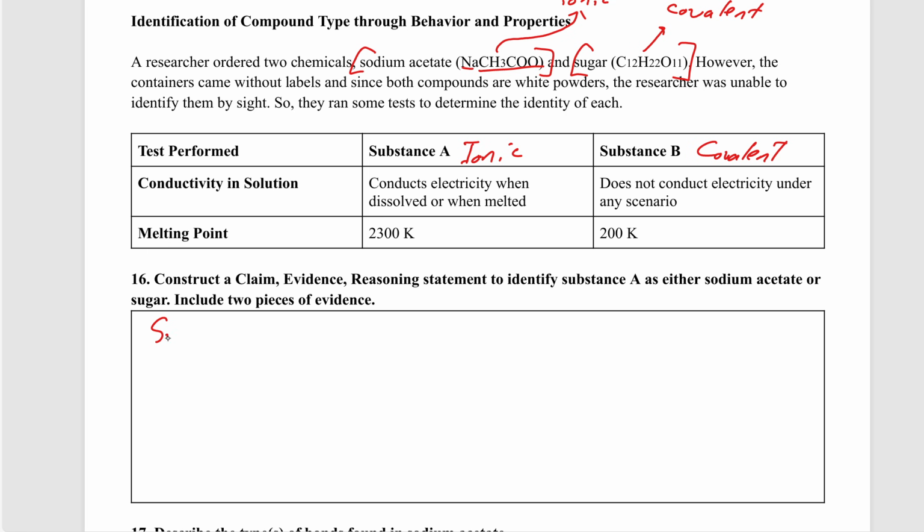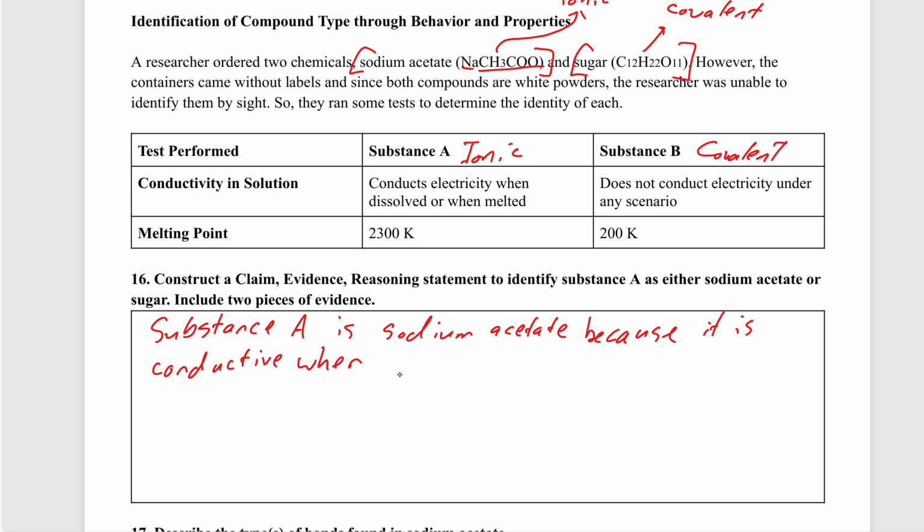So we will say substance A is sodium acetate because it is conductive when dissolved and has a high melting point. So that is our claim and our evidence, so we still need the reasoning.